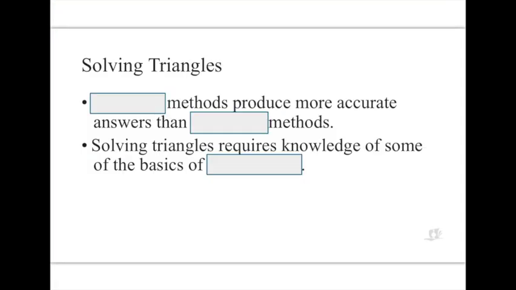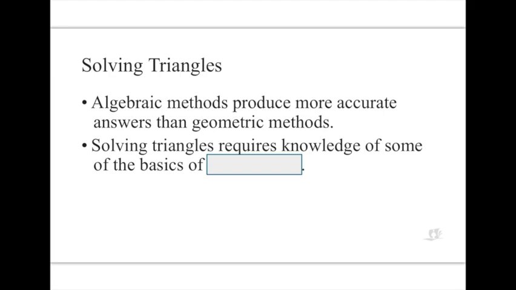First thing we're going to talk about is algebraic methods. They produce more accurate results than geometric methods. Even though on the bell work I was using a ruler and making sure that everything was nice and straight, you'll also notice there were no decimals in the original movements. It was a 5 by 4, right?